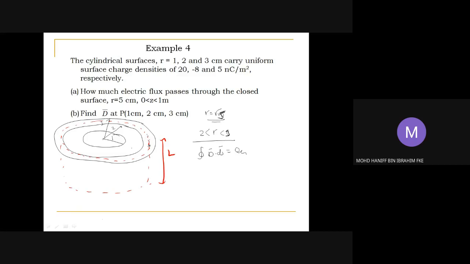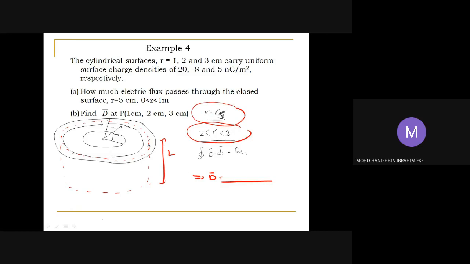So you have to find out the value of D at this region, the vector D between the radius of 2 and 3. From this, you can obtain the equation for the D vector, and subsequently, to find the value of D at point P, we just substitute R equals square root of 5.